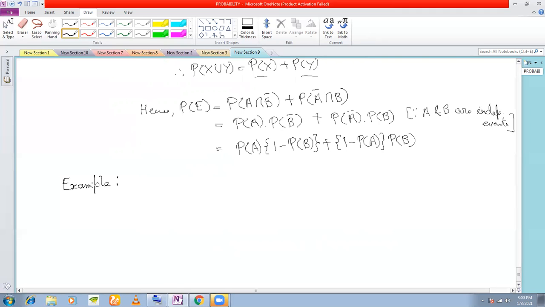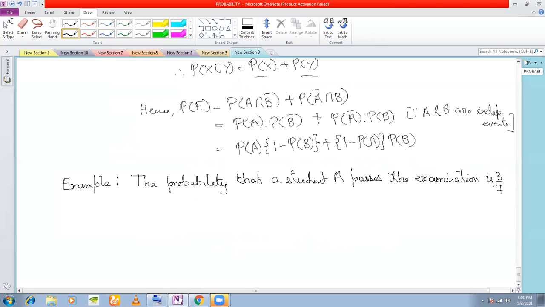Look at this. The probability that a student A passes the examination is 3 by 7.